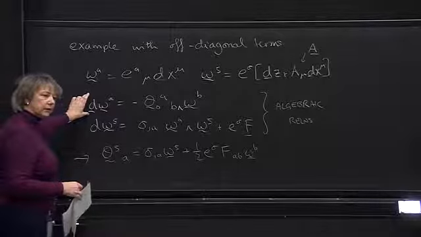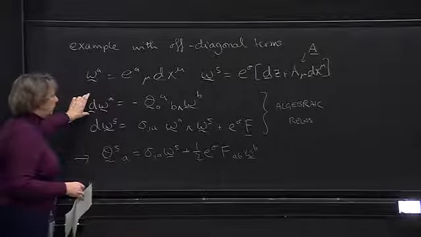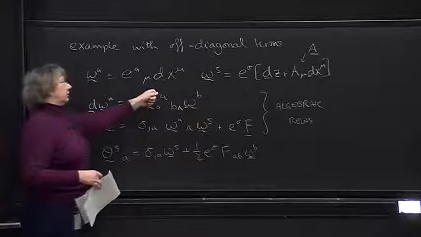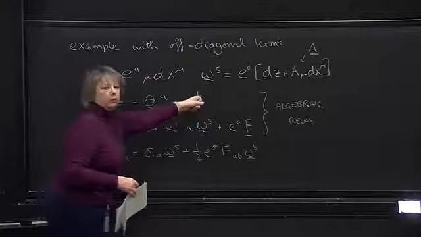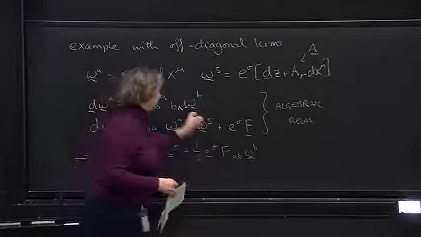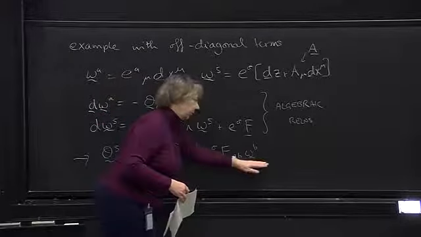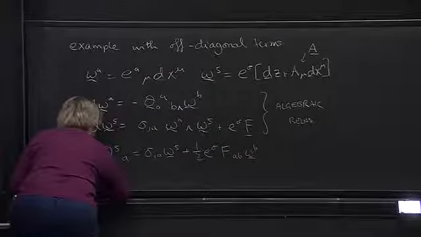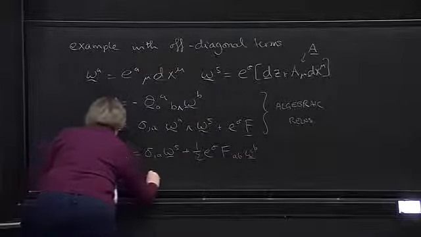But now when we go back to try and unravel what theta AB is from this relation, we find that d omega A is not just theta AB cross omega B, but there's also a theta A5 cross omega 5. So this is going to be non-zero now. And so we also get an F term in theta AB.